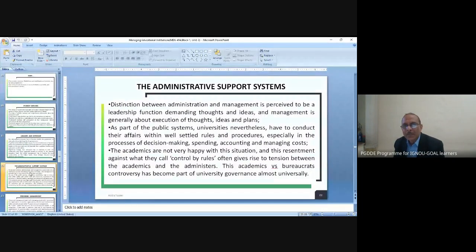As a part of the public sector, universities nevertheless have to conduct their efforts within the settled route. University autonomy doesn't mean that they will go in a different direction. They cannot go in an ad hoc manner. They cannot impose the whimsical tendencies of the university heads. No, every university will have rules. Every university will have a set of acts, statutes, and ordinances.